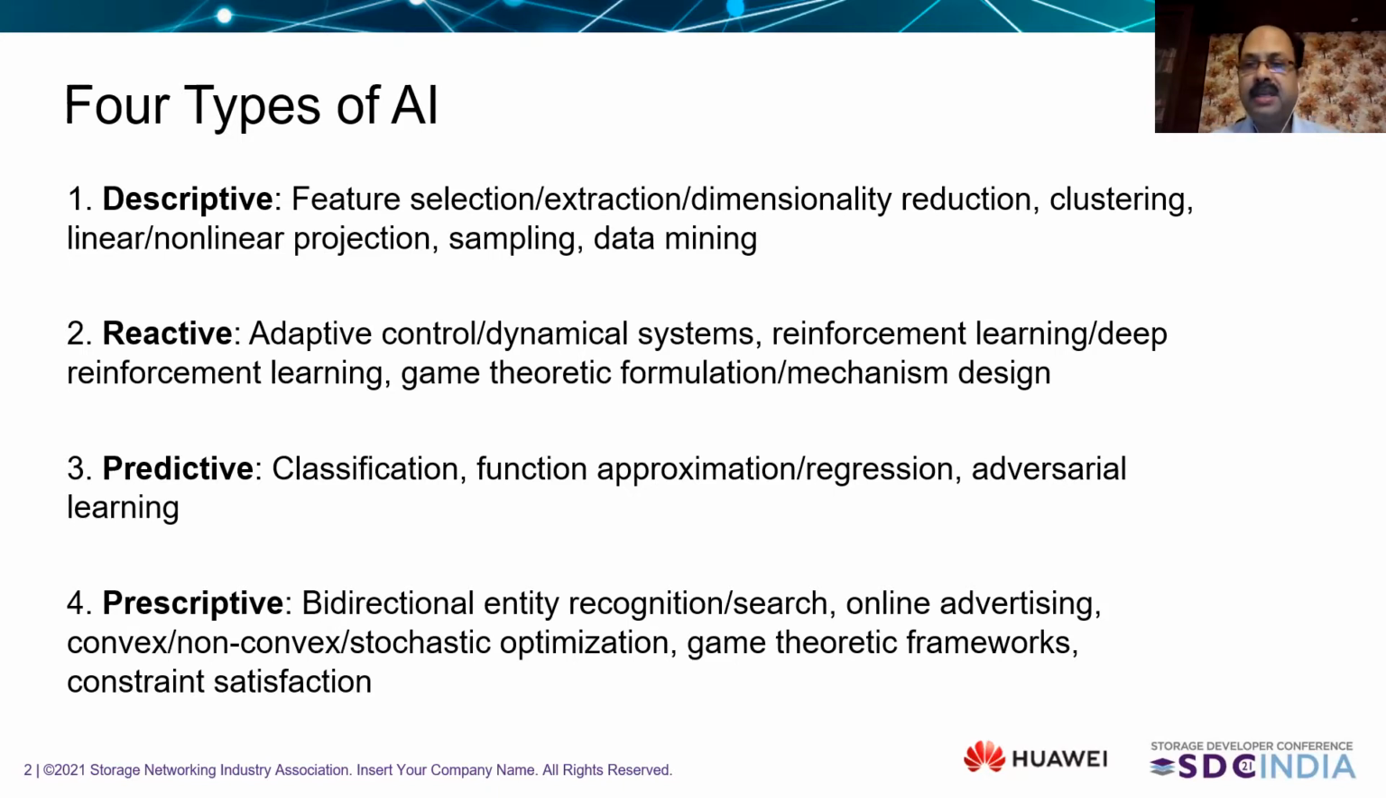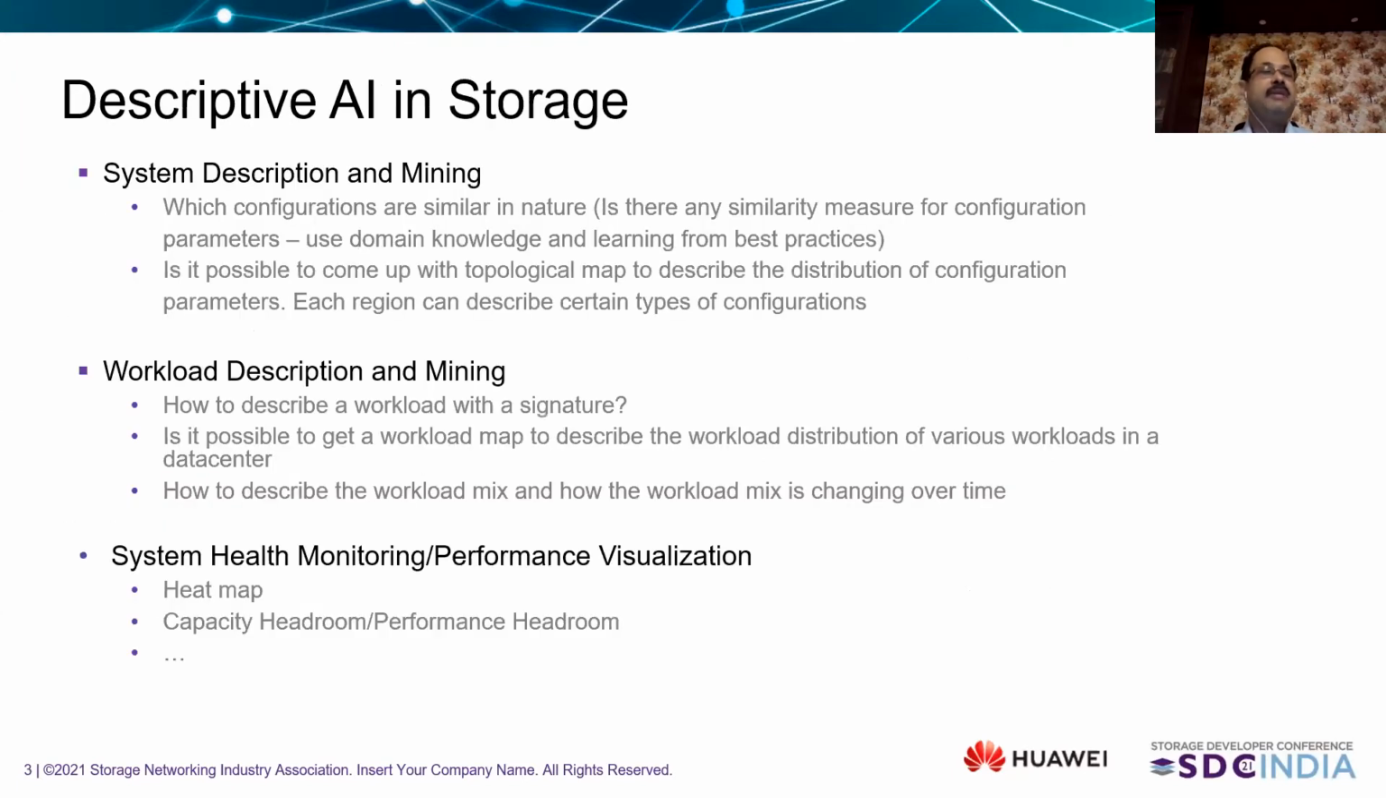So now let me go through the storage problem, how these four types of AI can be applied to storage problems. Descriptive AI in storage: system description and mining, and workload description and mining. The system is inside the storage system, and the workload is the outside agent, outside the storage system. So can we describe the system appropriately? Can we describe the configuration of the system such that we can say that this particular configuration and this particular configuration are similar?